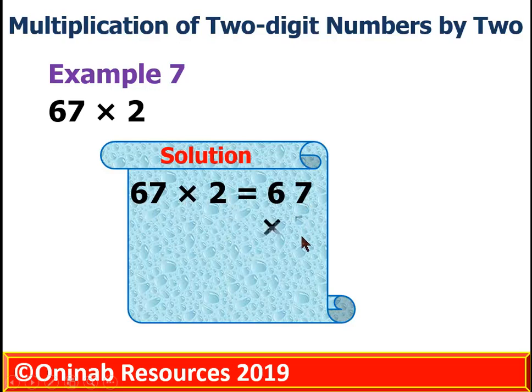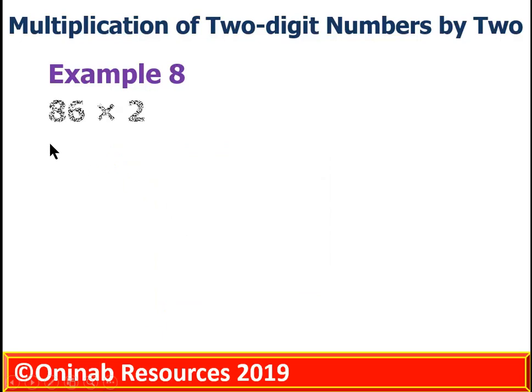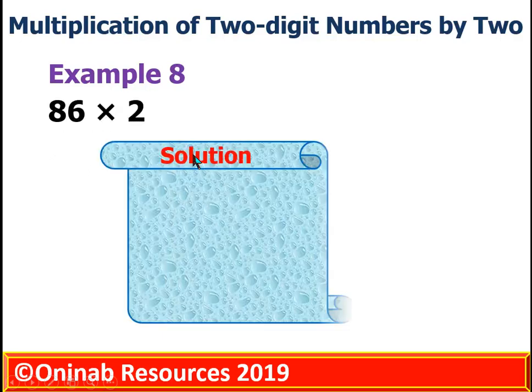67 multiplied by 2. So we have 2 times 7 gives 14. We are going to write 4 and carry the 1. So this is 14. We write the 4 here and carry 1. 2 times 6 gives 12. Plus this one we carried here gives 13. So 67 times 2 gives 134. For example 8, we have 86 times 2.